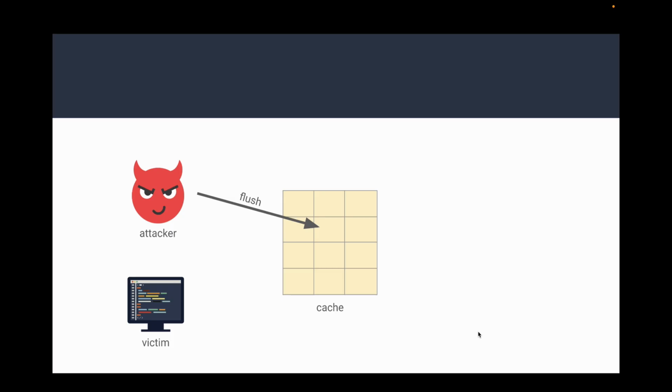So from this, the attacker can determine if CLFLUSH occurred fast, meaning the data was not used by the victim and therefore not in the cache, or if it was slow, meaning the data was in the cache and had been reloaded by the victim.